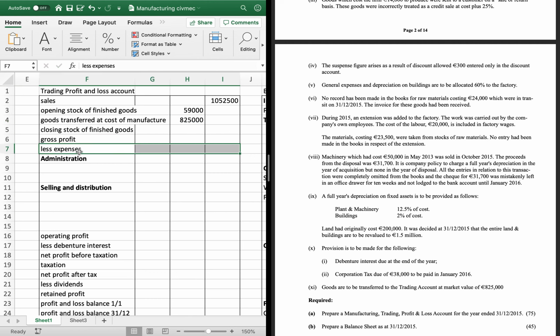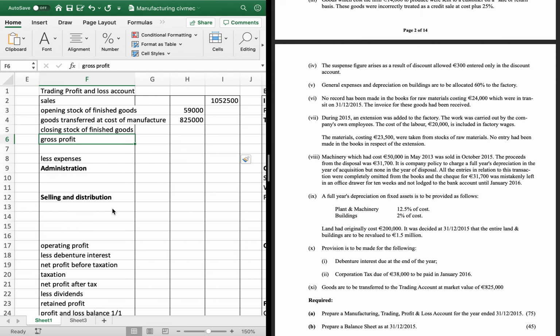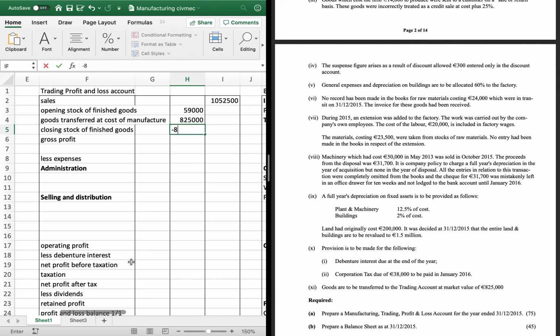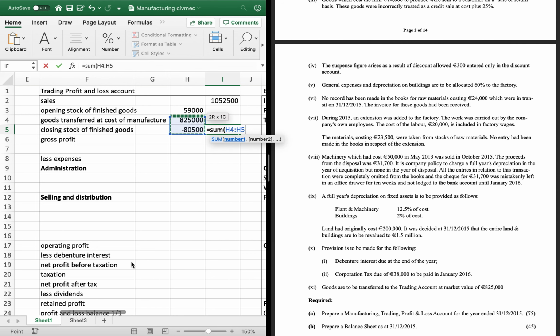Okay. Now, I'm going to show you this two ways in a second. The closing stock of finished goods, well, we've adjusted that to be 80,500. So it's opening stock plus, in effect, purchases minus closing stock. Gives you 803,500. And you take that away and you get 249,000.